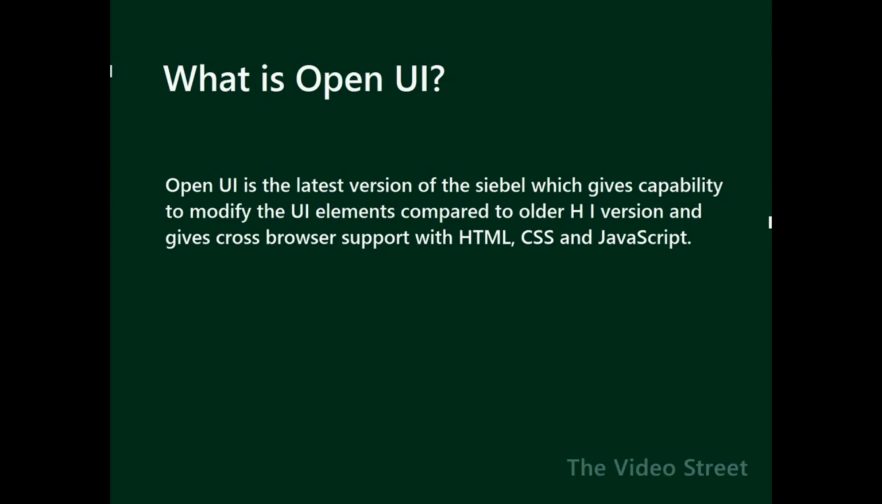What is OpenUI? OpenUI is the latest version of Siebel which gives capability to modify the UI elements compared to older HI version and gives cross-browser support with HTML, CSS, and JavaScript.